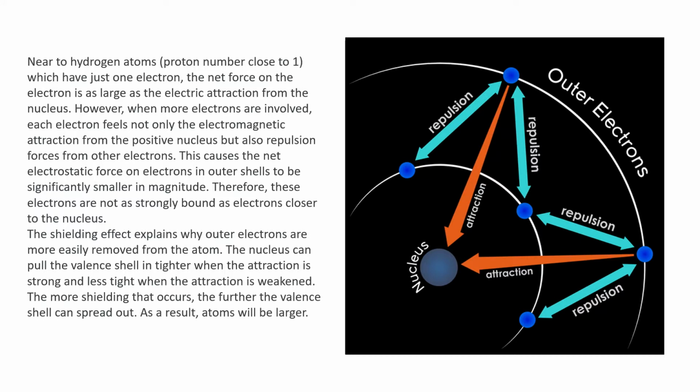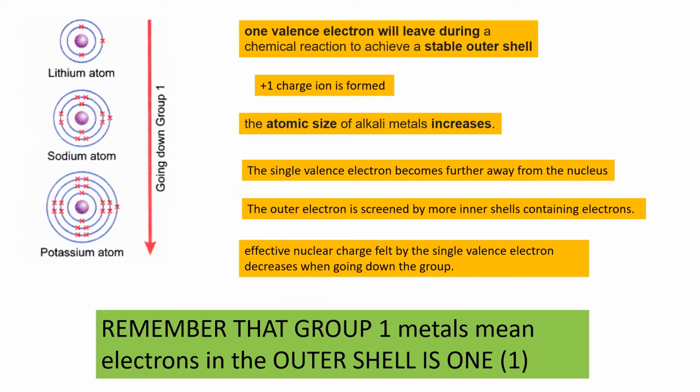And this shielding effect explains why outer electrons are more easily removed from the atom. The nucleus can pull the valence shell in tighter when the attraction is strong. However, it is less tight when you don't have a full shell, so it is less tight when the attraction is weakened. The more shielding that occurs, the further the valence shell can spread out. As a result, the atoms will be larger. So remember that group 1 metals have only 1 electron in the outer shell.